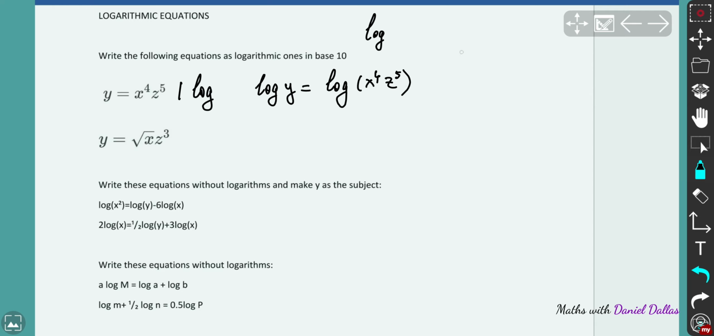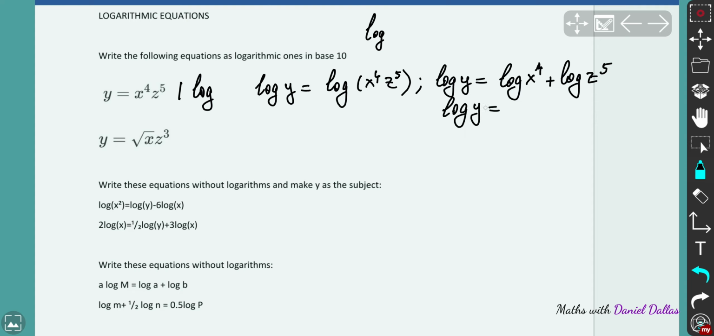Now just remember, we can apply the log of a product, and this is the rule that we are applying here. So log y will be equal to log x to the power 4 plus log z to the power 5. And right now, we are going to simplify that.